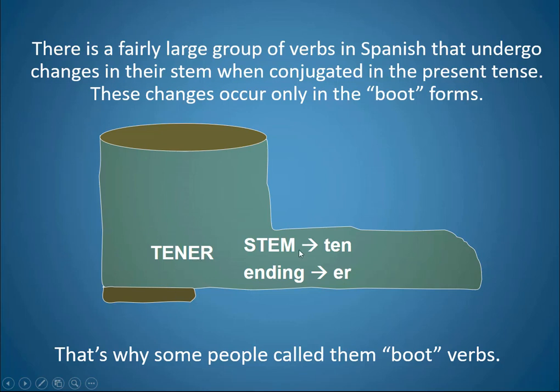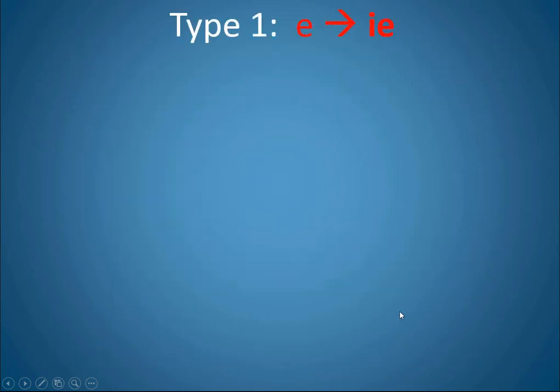So tener, the stem of a verb is just what is left after you drop the ending. The ending can be AR, ER, or IR. In this case, it's ER. So this is the ending, this is the stem. What happens with these verbs is that the vowel in the stem is going to change to a different vowel. Some people call them boot verbs. You'll see in a second. So let's start with the first type, E to IE.